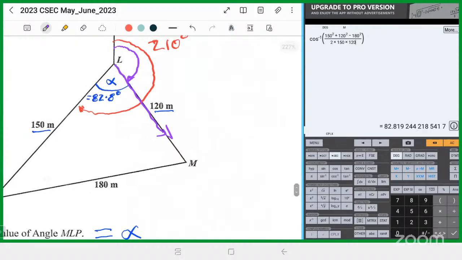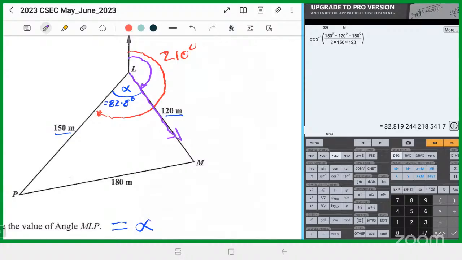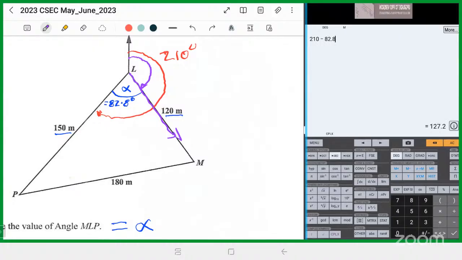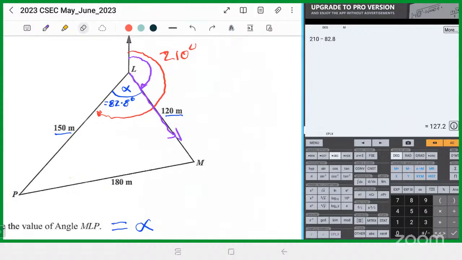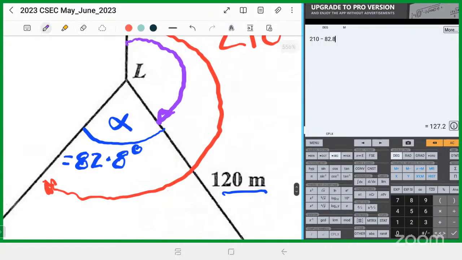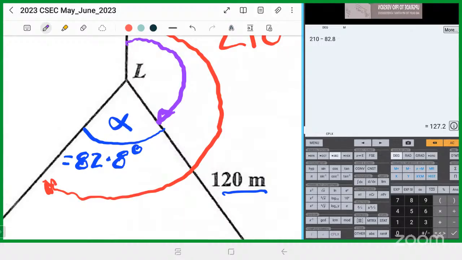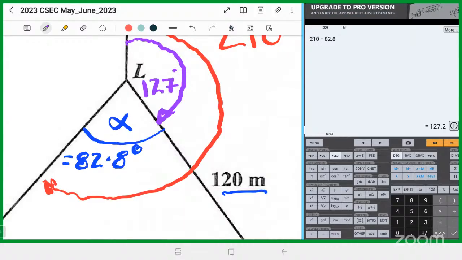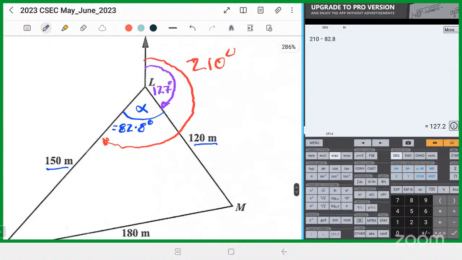And it's obtained by simply subtracting, doing 210 minus 82.8. So we can do it over here right now. 210 minus 82.8, we're getting 127.2, but in bearings they give 3 digits. So I'm going to put 127. The angle that I want in here, in purple, I'm going to just write 127 degrees in there. Because it's bearings, they don't need the 0.2. I always want 3 digits. 127 degrees is the bearing of M from L.